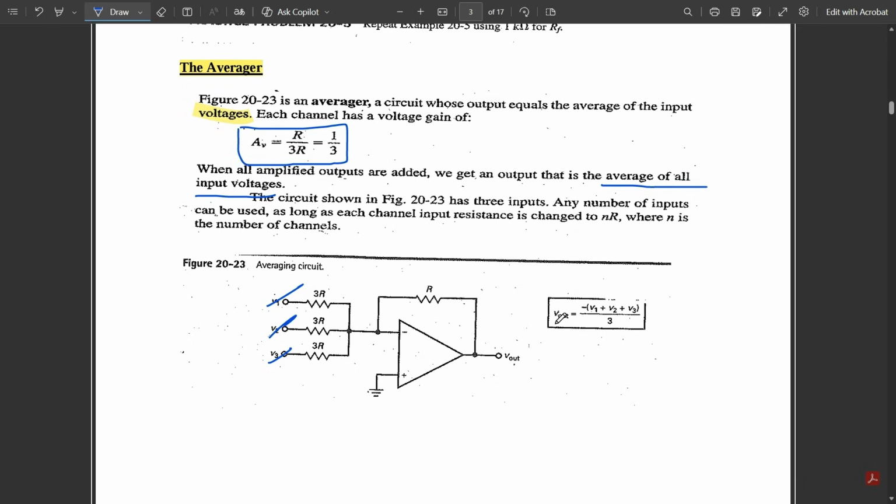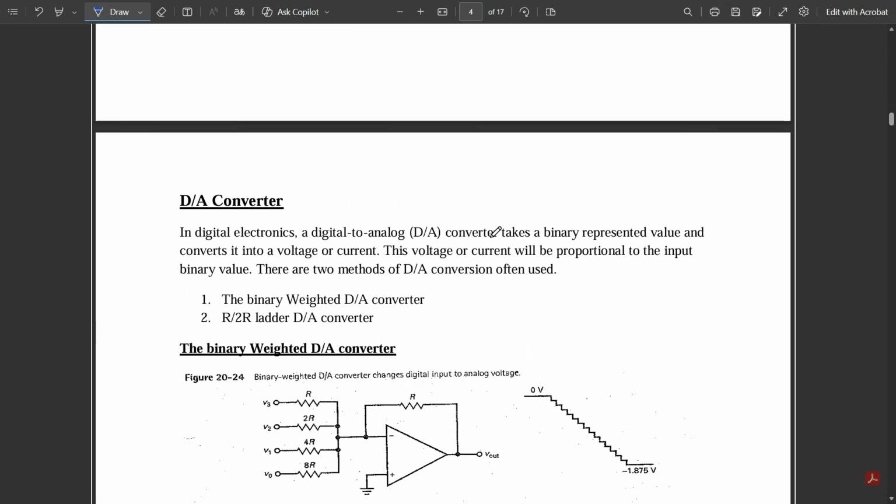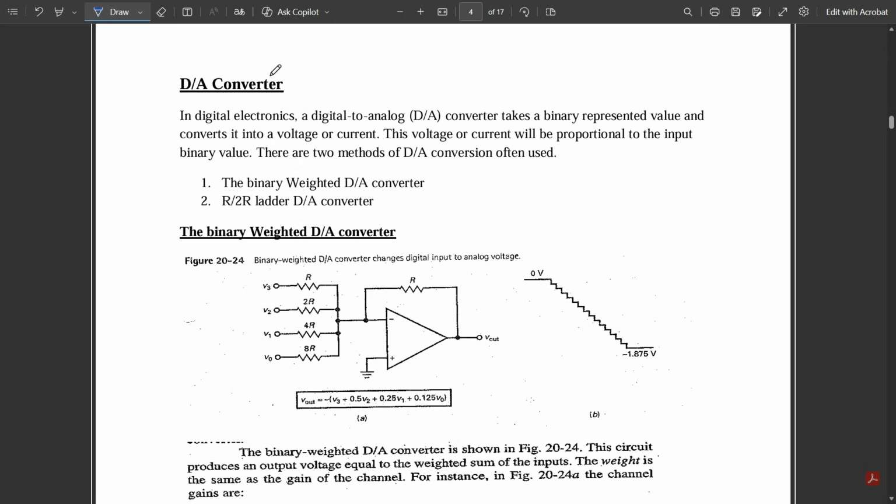For that, V out is described as the average of three inputs, that is V out is equal to minus of (V1 plus V2 plus V3) divided by 3. This minus sign is because the inputs are given through the inverting terminal, right? So that's why we get V out equal to minus of (V1 plus V2 plus V3) whole divided by 3. So this is the basic concept related to the averager. Please note it down. Now we have the D to A converter.